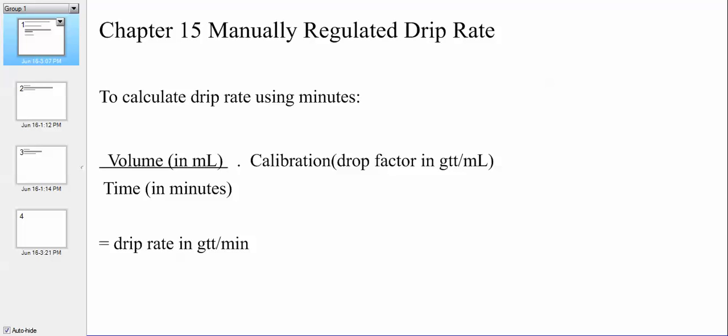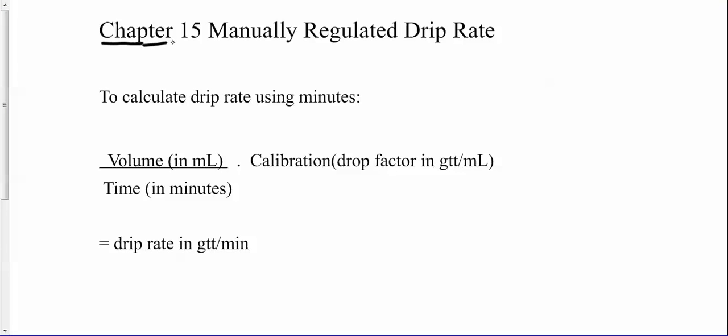This video is for Chapter 15 of MTB 1370, dealing with manually regulated drip rate. And to calculate drip rate using time in minutes, we take the volume, V, which has to be in milliliters, divide it by the time in minutes, and times it by the calibration, or what we call the drop factor, which is in drops per 1 milliliter.